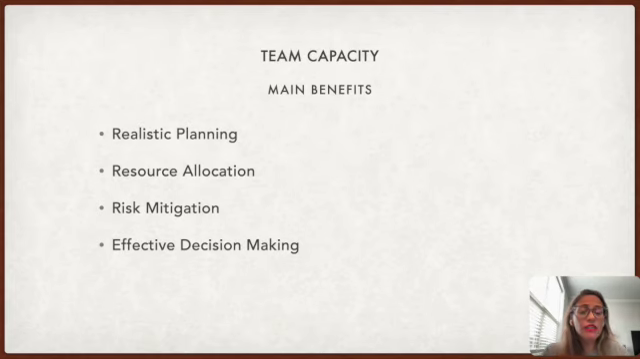The main benefits of managing team capacity are being able to work within project timelines, avoiding unrealistic expectations. Project managers are able to allocate resources appropriately. It also allows us to anticipate potential problems or conflicts so we can take action to minimize the impact on the project, and also provides valuable data for decision making.